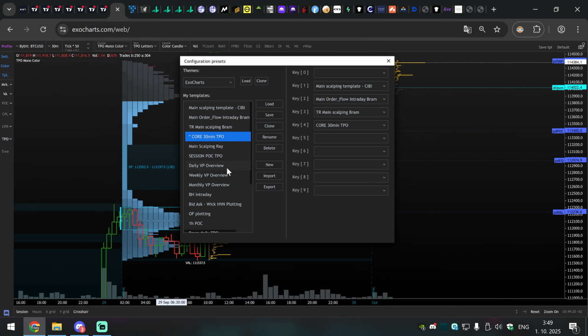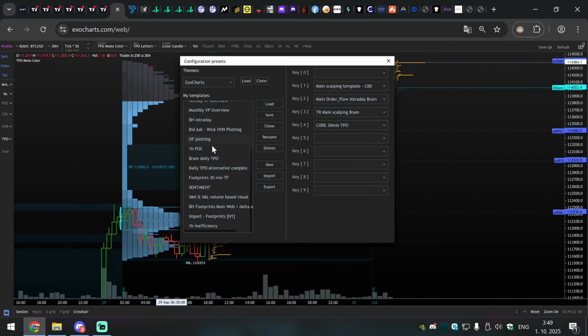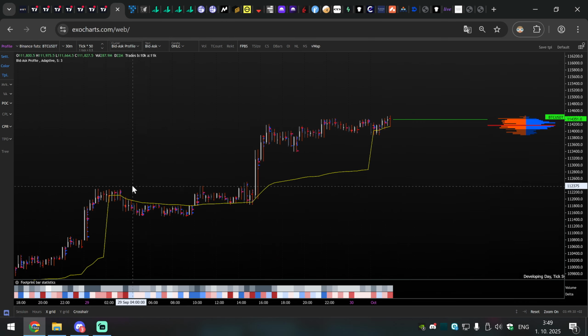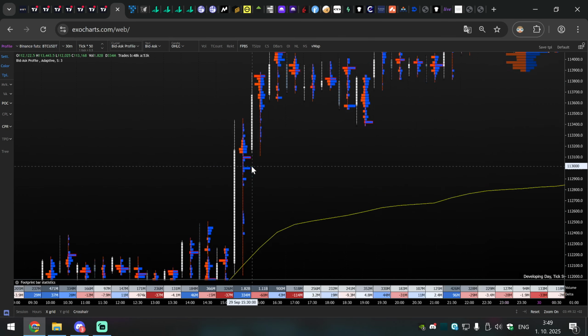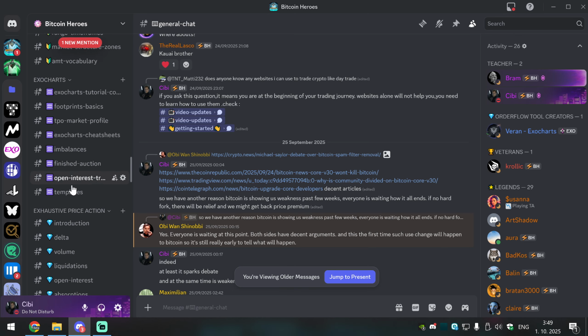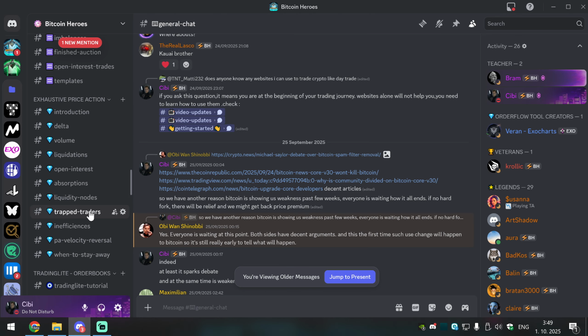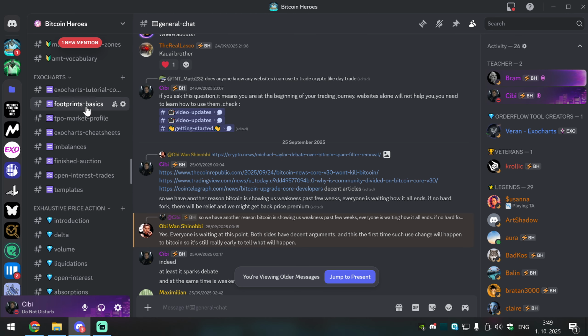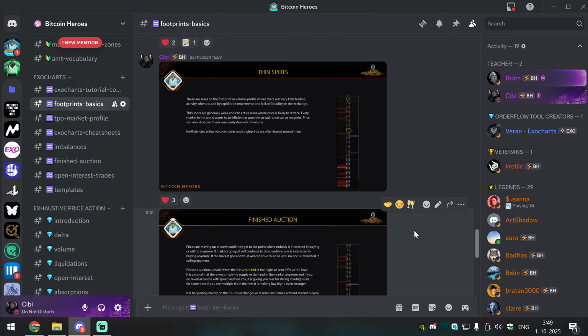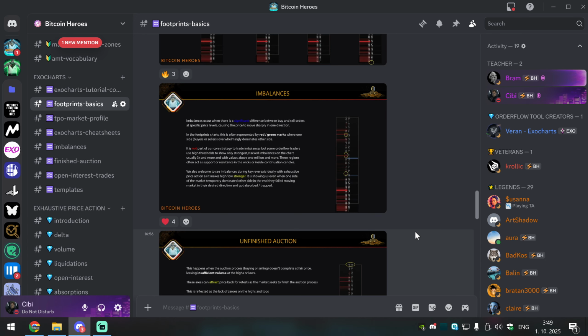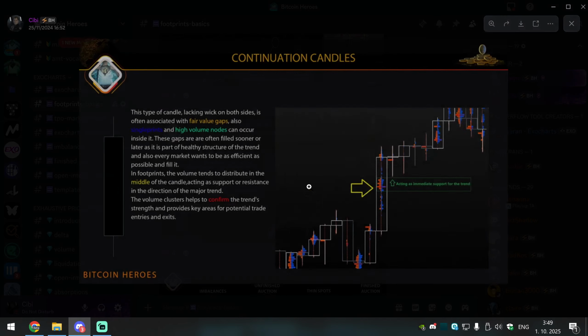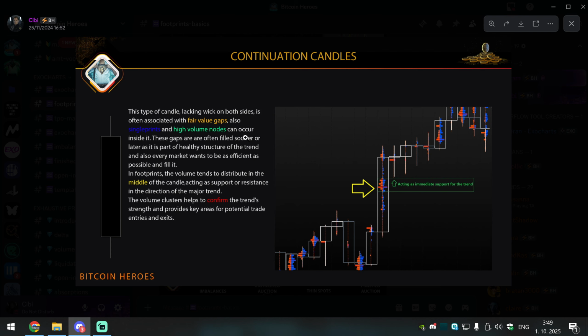Let me show you what a continuation candle is as the final thing. Then we move to Ethereum and that's it. We need to go to this. And let me show you footprints. I made lots of tutorials like this, very clean. And here is the continuation candle. You can read about it, yeah?